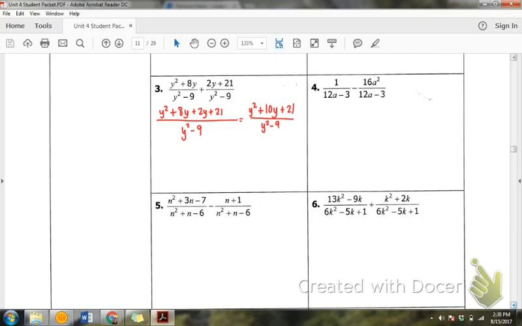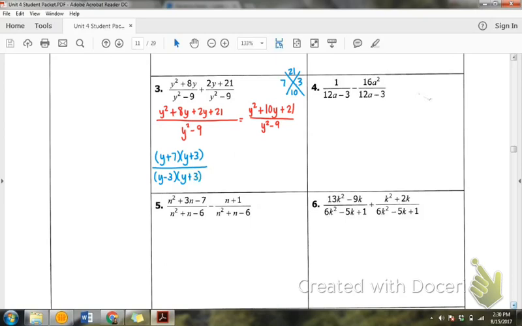So in my numerator, that's an x factor problem. What two numbers multiply to get 21 and add to get 10? 7 and 3. So I know that my numerator factors to y plus 7, y plus 3. What about the denominator, Taylor? What does y squared minus 9 factor to? Y minus 3 and y plus 3.